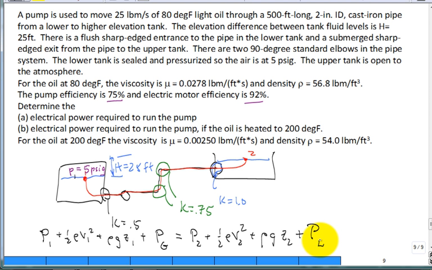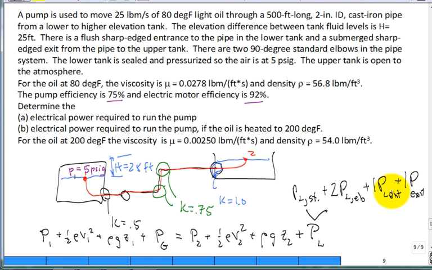Is that a correct writing of this equation? This term for the pressure loss is going to have the pressure loss in straight runs plus 2 times the pressure loss in elbows plus 1 times the pressure loss in an entrance plus 1 times the pressure loss in an exit. So those have to be added up.